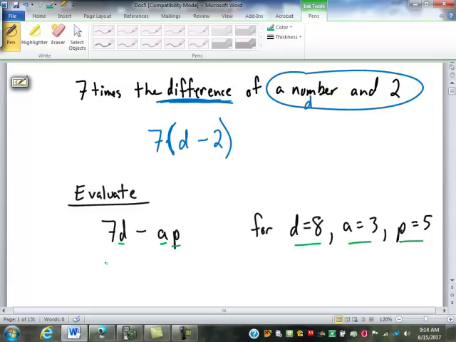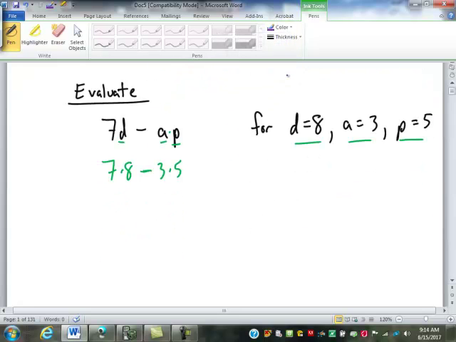So 7D becomes 7 times 8. Even though it's just 7D, it is 7 times D, so 7 times 8. AP becomes 3 times 5. AP means A times P. So that's 3 times 5. And now it's a matter of order of operations. What do we have to do first? We're going to multiply, going left to right.